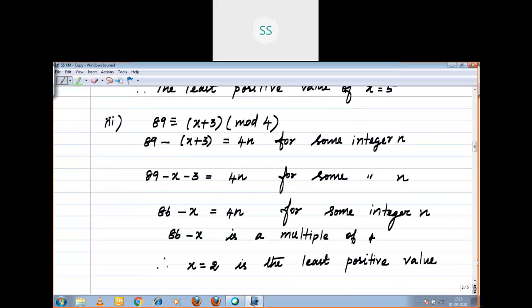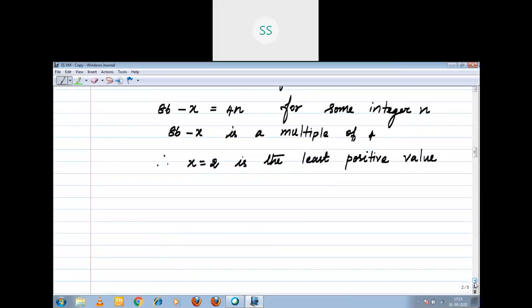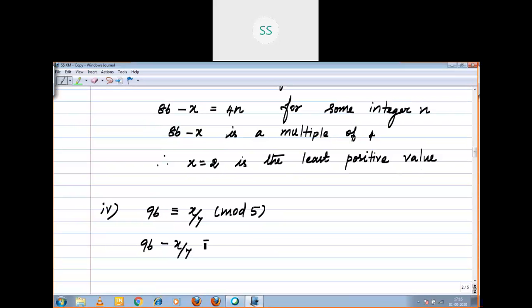Least positive value. Now, question number fourth subdivision, right? Fourth subdivision, what is it? 96 congruent to x by 7 modulo 5. 96 minus x by 7 equal to 5n for some integer n. Got it? This is the procedure.